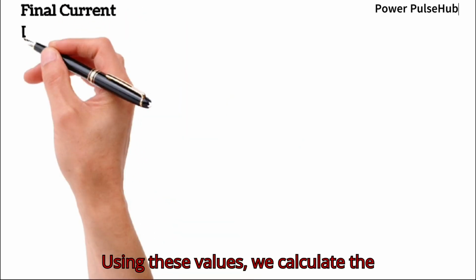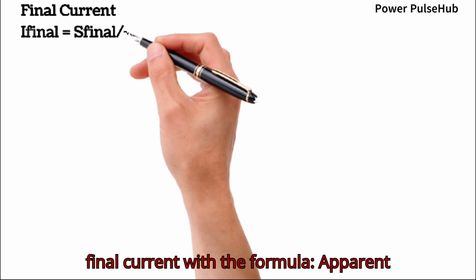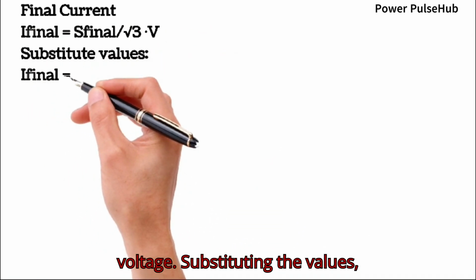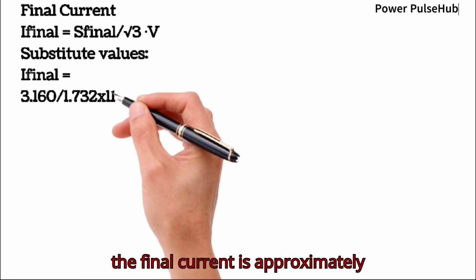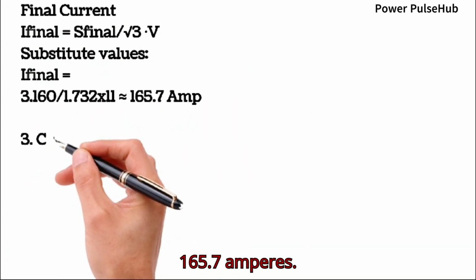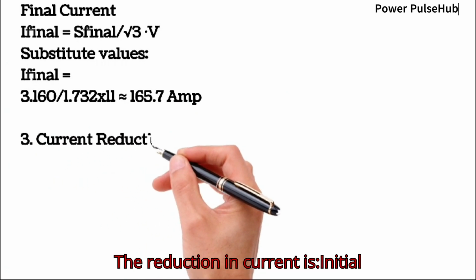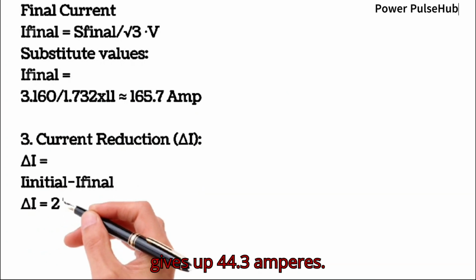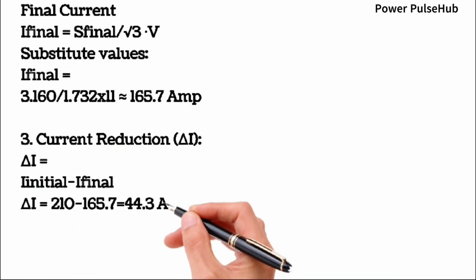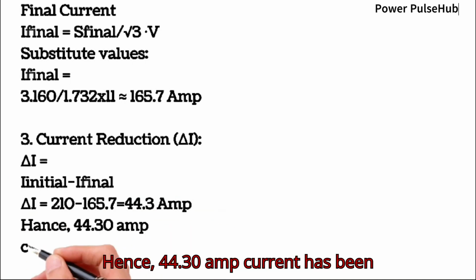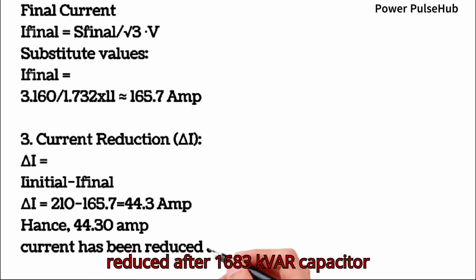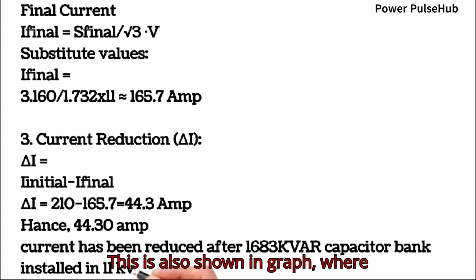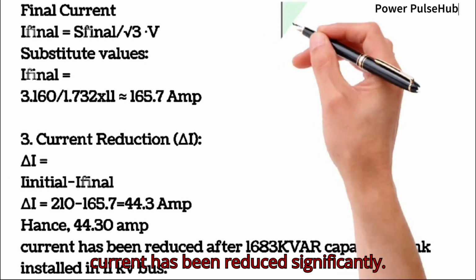Using these values, we calculate the final current with the formula: apparent power divided by square root of 3 times voltage. Substituting the values, the final current is approximately 165.7 amperes. The reduction in current is initial minus final current as per the formula. This gives 44.3 amperes. Hence, 44.30 amps of current has been reduced after the 1683 kVAR capacitor bank is installed in the 11 kV bus. Great. This is also shown in the graph, where current has been reduced significantly.